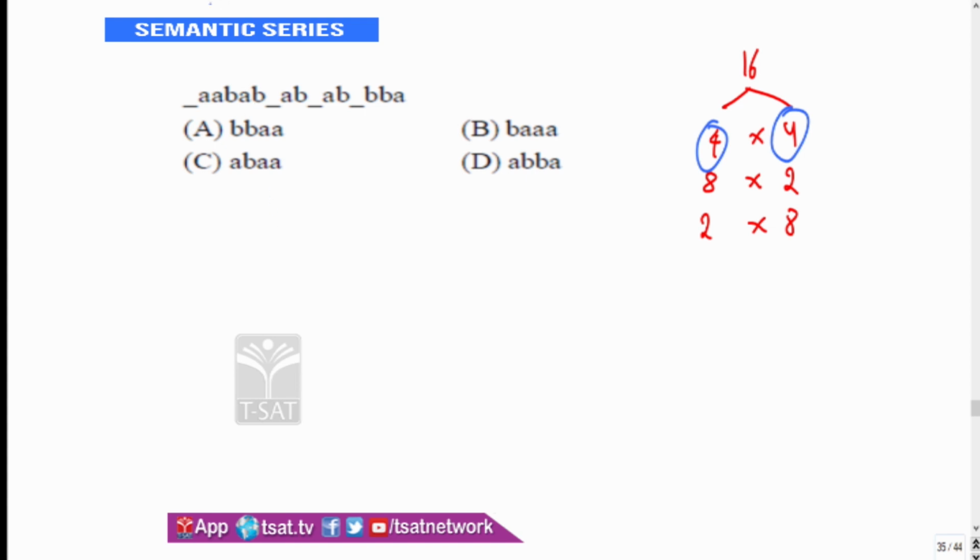So let's try to divide this into 4 parts: 1, 2, 3, 4. Now what is the next thing we have to do after the division? You check for the common.